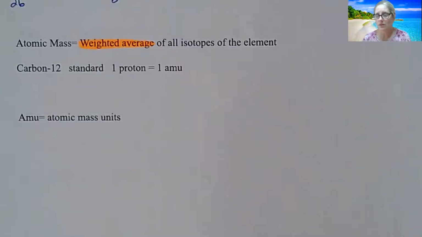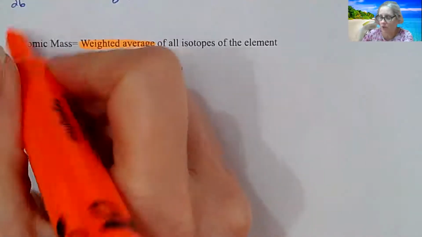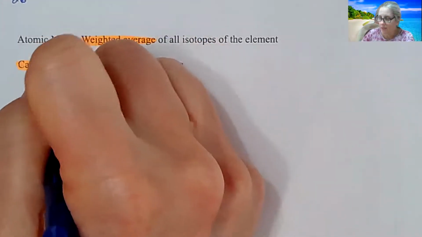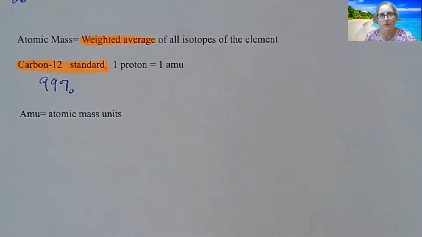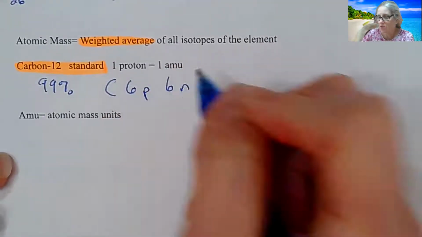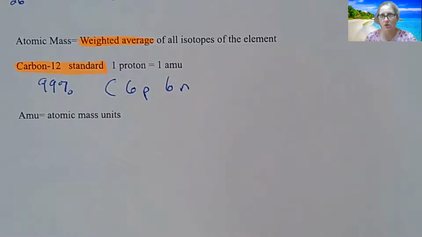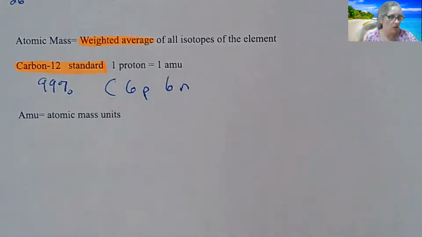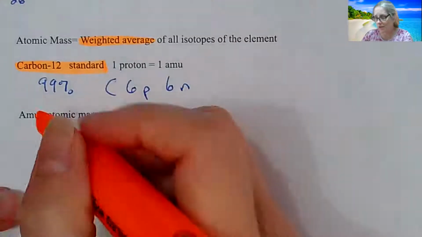So the periodic table is based off the standard, carbon 12, okay? Carbon 12 is essentially the isotope of carbon that is about 99% of the carbon that we have. That means carbon has 6 protons and 6 neutrons in that particular isotope. There are other isotopes. Since this is the standard, they have established that a proton in this particular isotope is equal to what we call 1 AMU. AMU stands for atomic mass units.